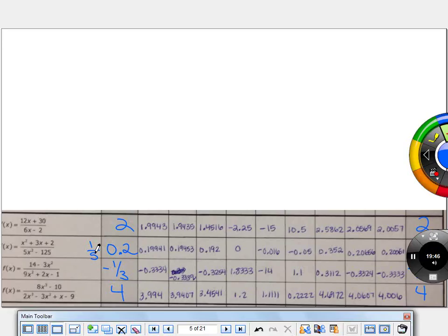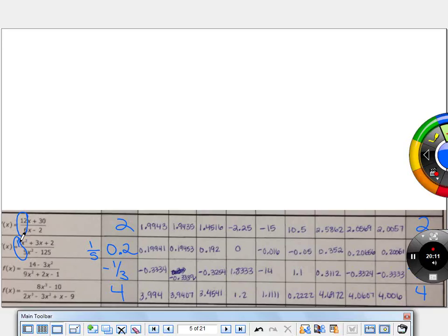Jordan? Okay, good. So it's the ratio between the lead coefficients of the numerator and denominator. You know how we said the numerator here is degree 1, and the denominator's degree 1. Take that highest degree term and look at the coefficients. 12 over 6. 12 divided by 6 is 2. Here, the lead coefficient isn't written, so it's 1. 1 over 5 is 0.2.